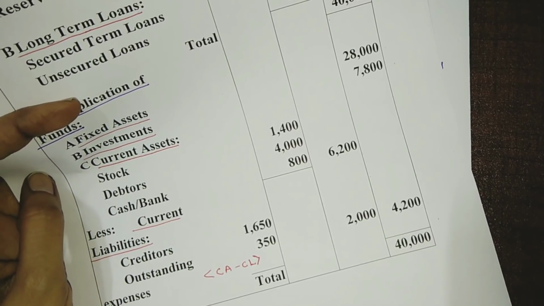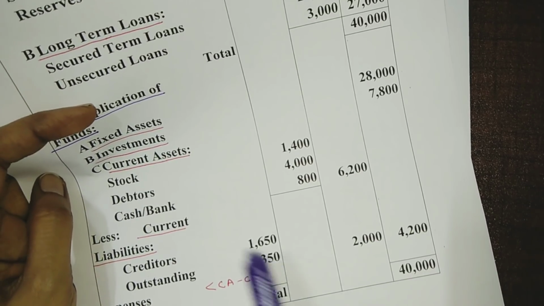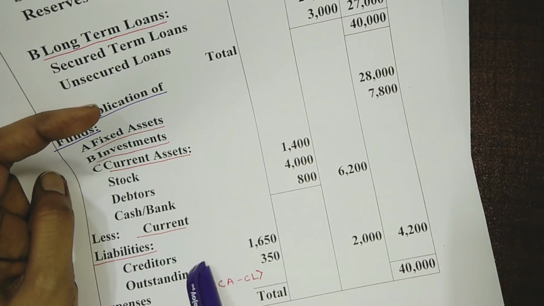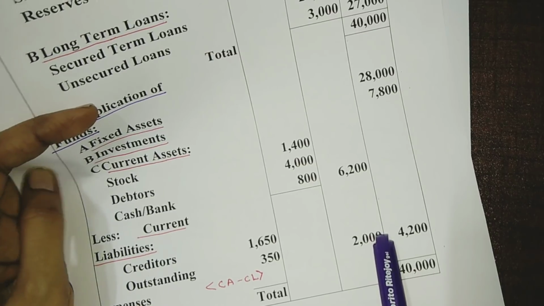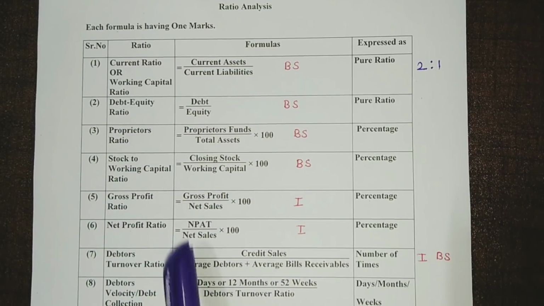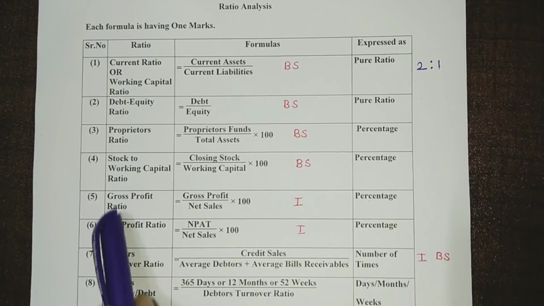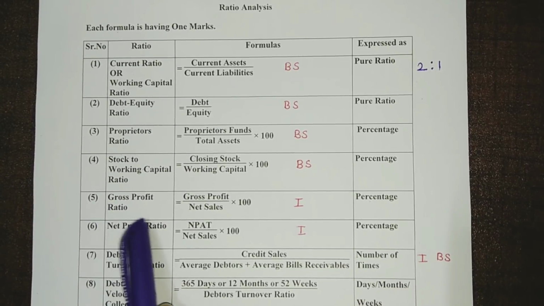In my next lecture, we are going to solve one sum based on the ratio analysis from your past university question paper. So you will be able to understand that this chapter is not scary, but this is a scoring chapter. Now the next one is your gross profit ratio.